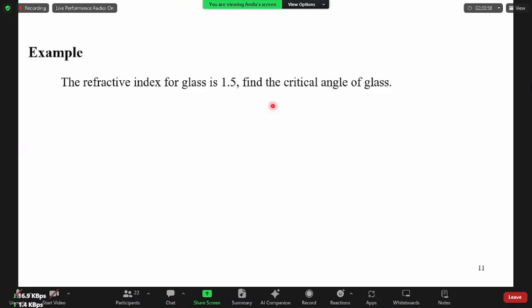What is the answer? So here you need to find the critical angle of glass. You are given the refractive index for glass.